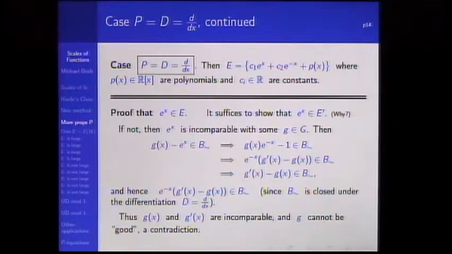But we assume that g is good. It belongs to the P scale, so all derivatives also belong to the P scale, and therefore all must be comparable. This is a contradiction. So this is where you prove that e to the power x indeed is comparable to every good function. And this completes the proof that e to the power x is excellent.